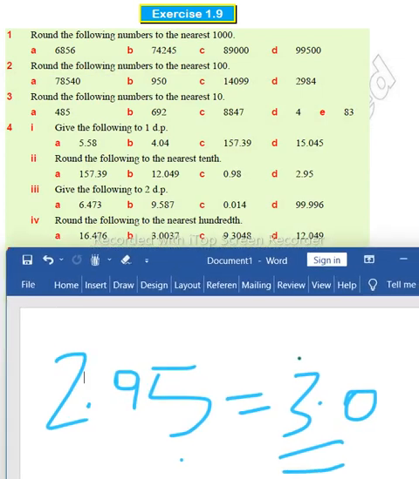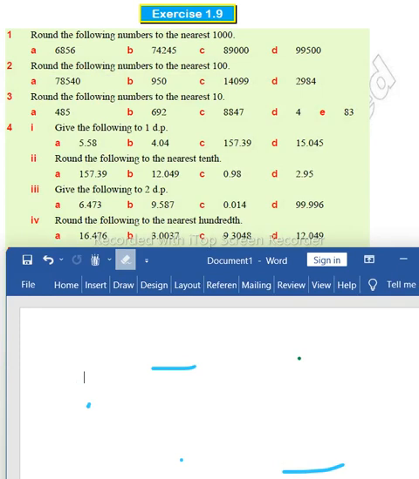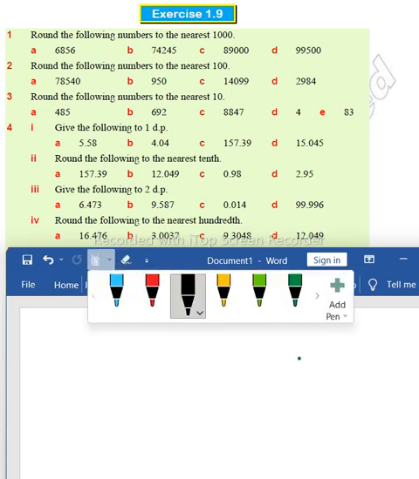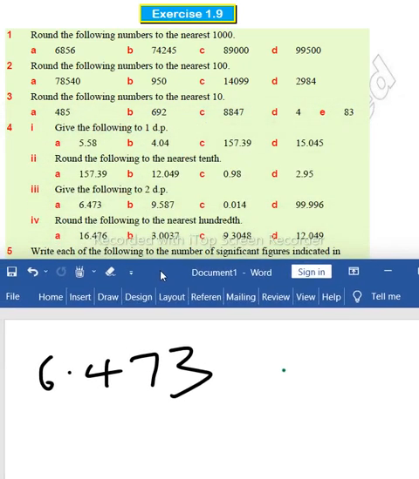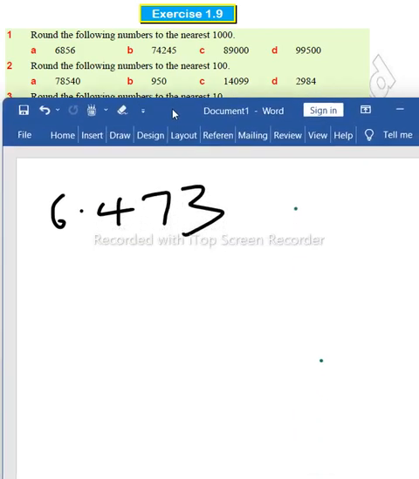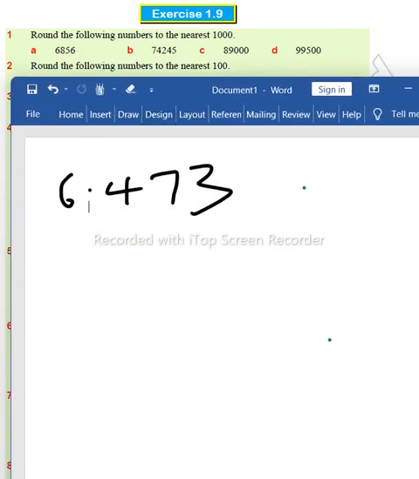Okay, Roman number 3. Here we have another question: give the following to two decimal places. Let us write the first question, 6.473. This is the first question. We have to give the following to two decimal places. The first decimal place of this is 1 and this is 2.